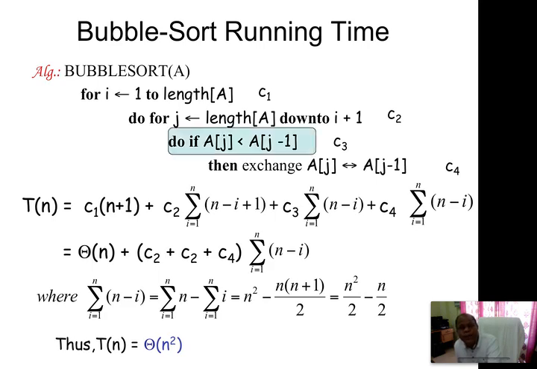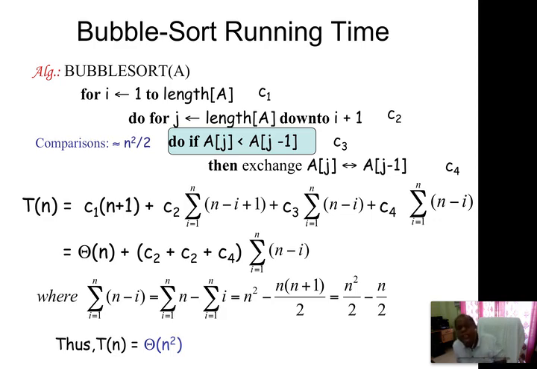And how many comparisons will be done? It will be approximately n square by 2, because the number of comparisons is the same as C3 into summation of n minus I, that means n square by 2 minus n by 2. Actually the number of comparisons is n square by 2 minus n by 2.